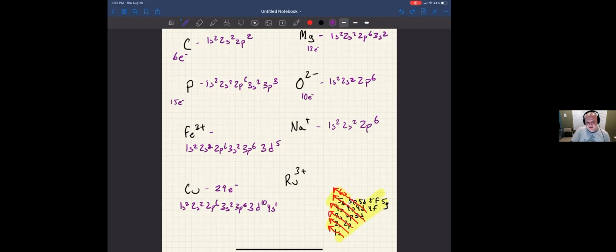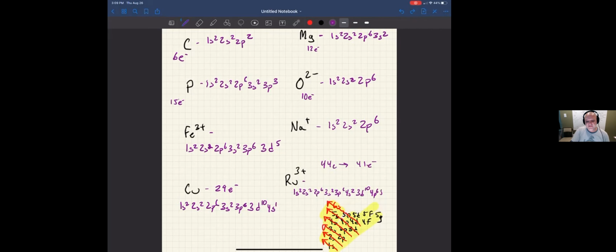So let's go ahead. Oh, that was supposed to be ruthenium 3+. And so let's get some room there, and let's add up the electrons. There's 44 electrons in ruthenium. So ruthenium 3+ has 41 electrons. So that would be then 1s2, 2s2, 2p6, that's 10. 3s2, 3p6, 4s2, that's another 10. So we're up to 20. 3d10, that's 30. 4p6, that's 36. And then 5s2 and 4d6.